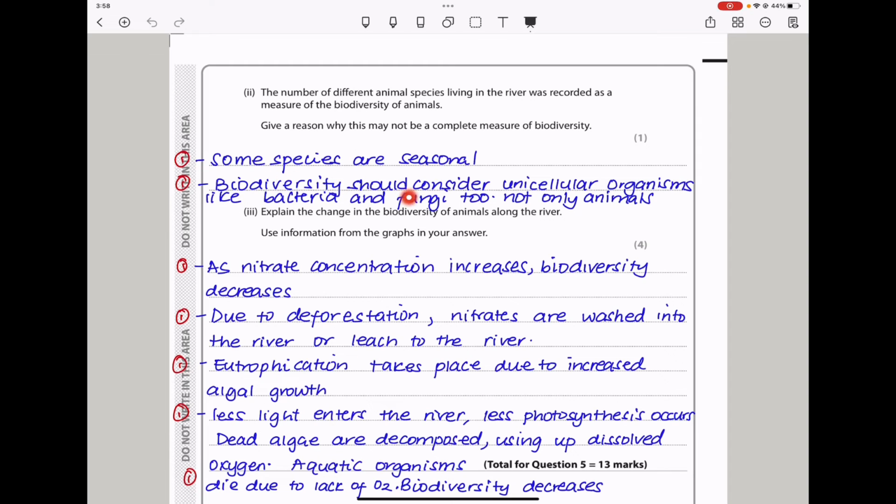Also, biodiversity should consider unicellular organisms. Remember here they said animals. They did not say organisms. So unicellular organisms like bacteria and fungi should be considered, not only animals. Next they say, explain the change in the biodiversity of animals along the river. They want you to use information from the graphs in your answer.